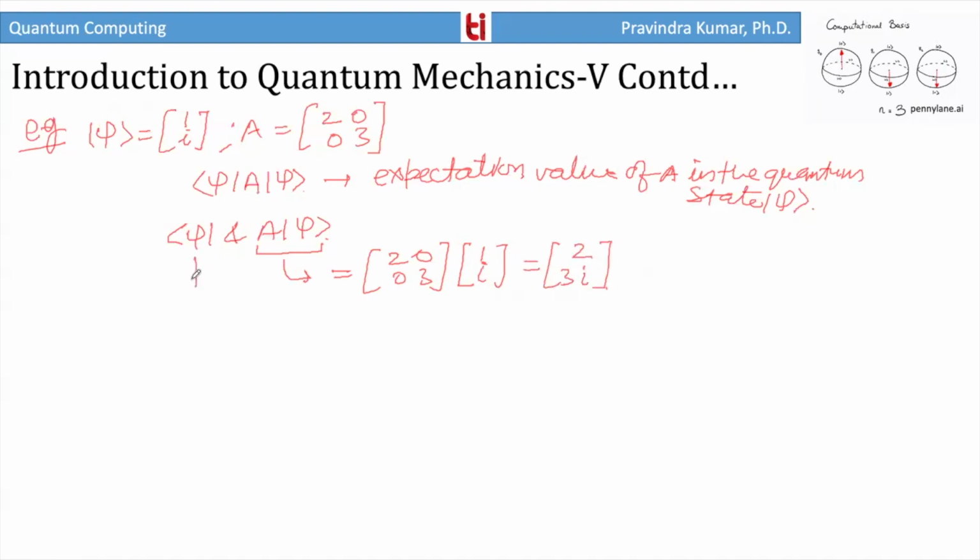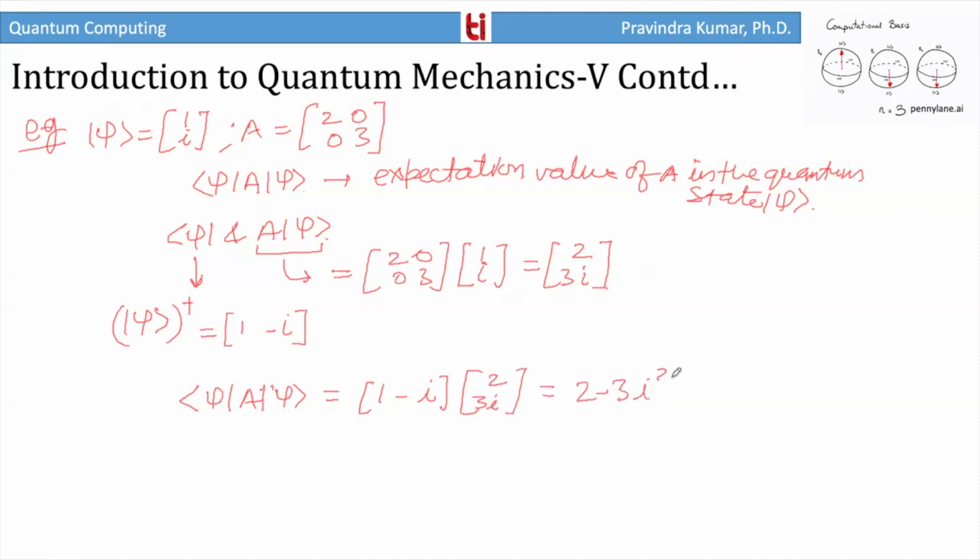And you know bra psi is the conjugate transpose matrix, or you can say dagger of ket psi. So it will be equal to the row matrix [1 -i]. So now the inner product of bra psi and A ket psi is [1 -i] times [2 3i]. So it will be equal to 2 minus 3i square. 2 plus 3, it is 5.